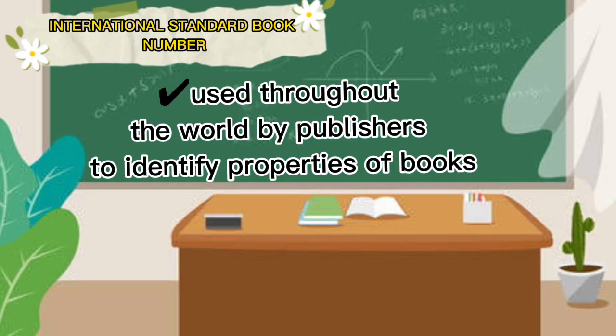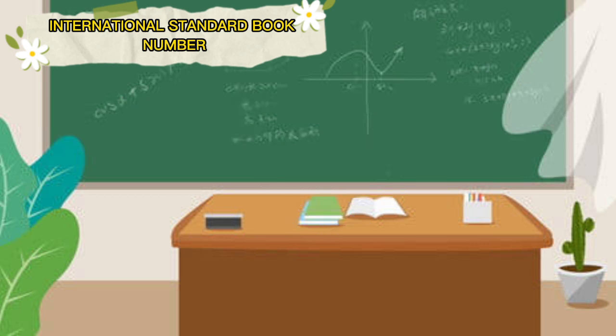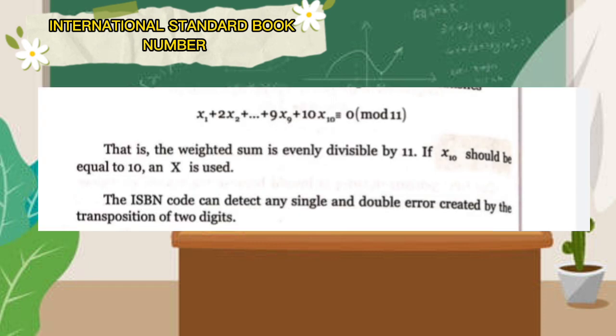Next topic is all about the International Standard Book Number. The International Standard Book Number, ISBN, code is used throughout the world by publishers to identify properties of books. The first 9 digits of the ISBN represent information about the book, including its language, publisher, and title. To guard against errors, the 9-digit string is encoded as a 10-digit code word, X sub 1, X sub 2, up to X sub 10.